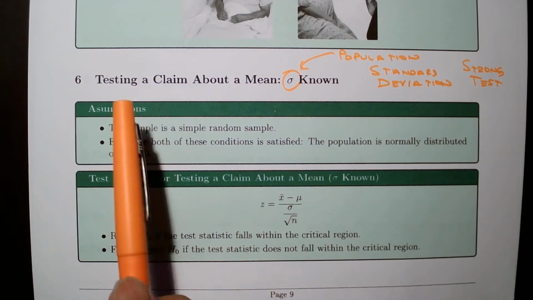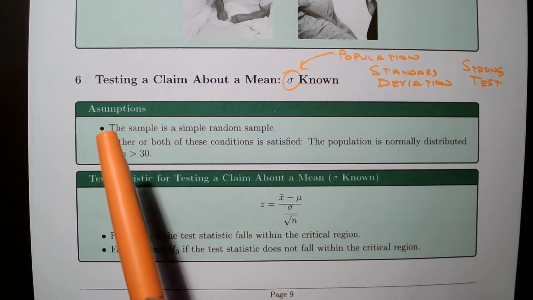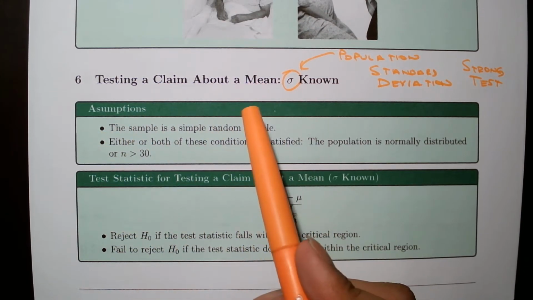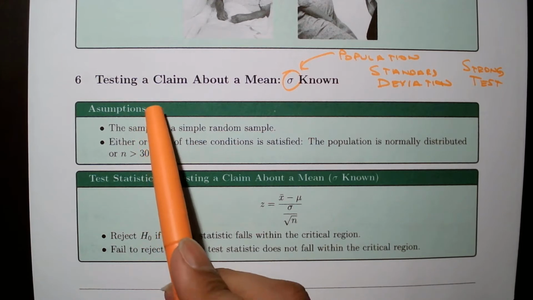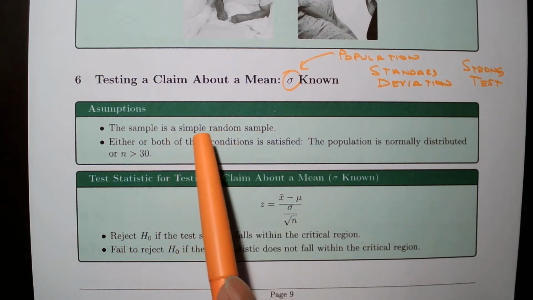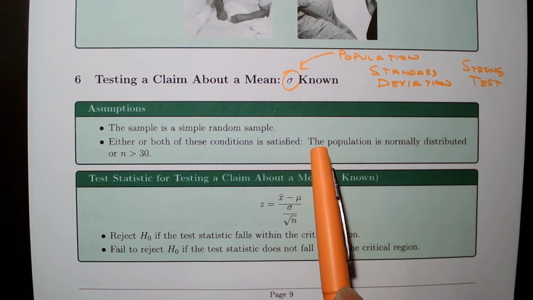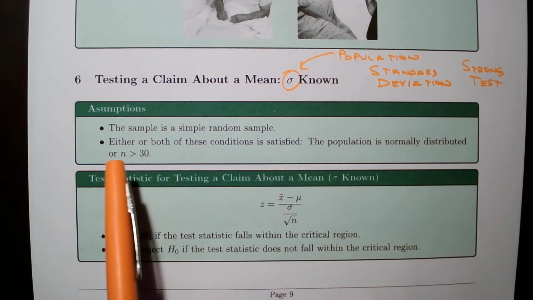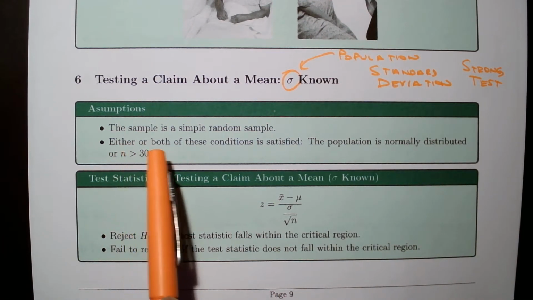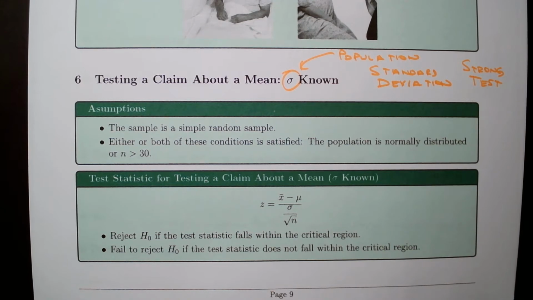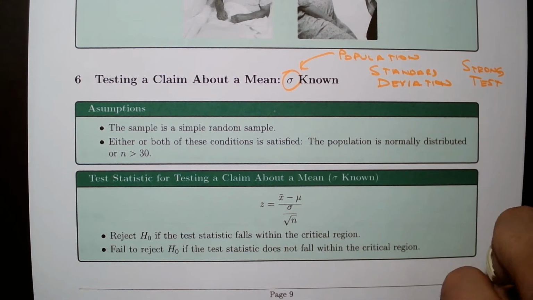Now for this next topic, testing a claim about the mean, not the proportion, we need to make a couple of assumptions. The sample is a simple random sample, and either of these two conditions is satisfied. Number one, either they're telling us that the population is normally distributed, or the sample size is greater than 30. Could be people or simply elements.